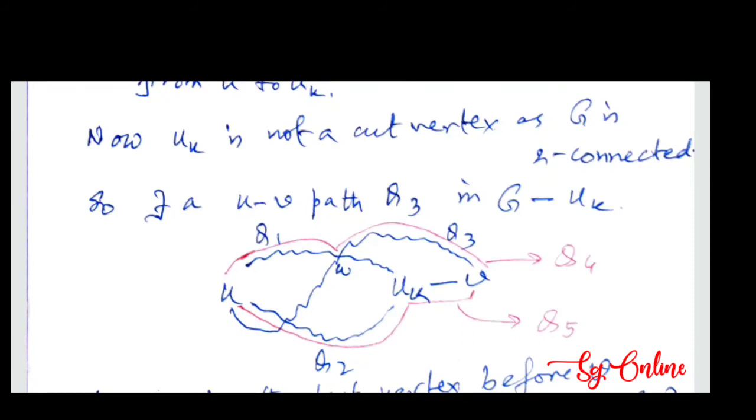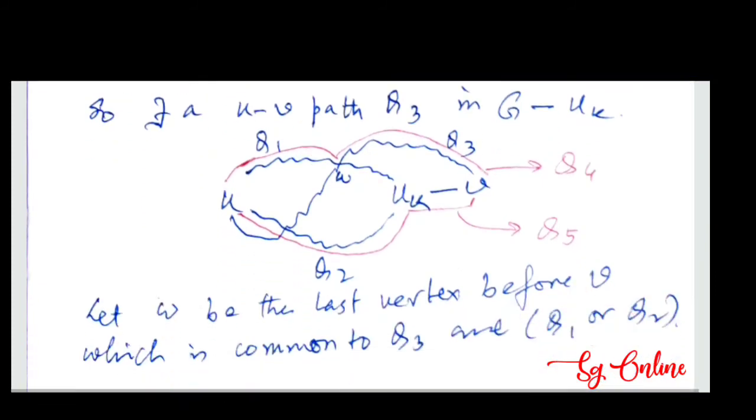So after deletion of UK, you can still have a path between U and V. And we are using that suppose there is a path Q3 between U and V, but there might be some vertices common between Q3 and Q1 and Q2. And suppose we consider that W is the last vertex before V. W is not V. W may be U, but W is not V. Then W is the last common vertex between Q3 and either of Q1 or Q2.